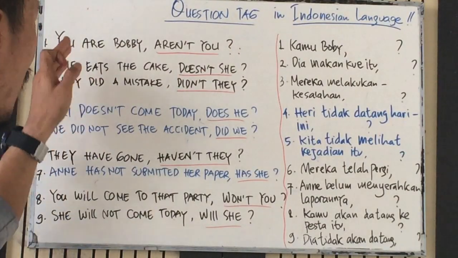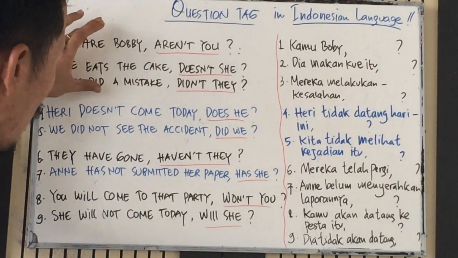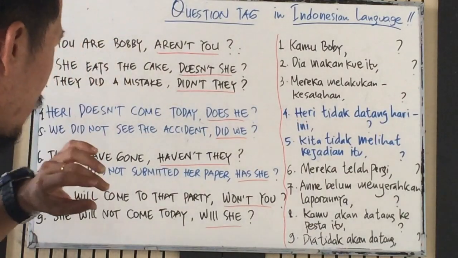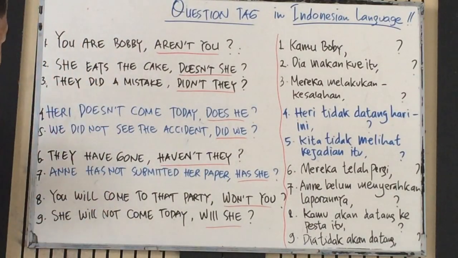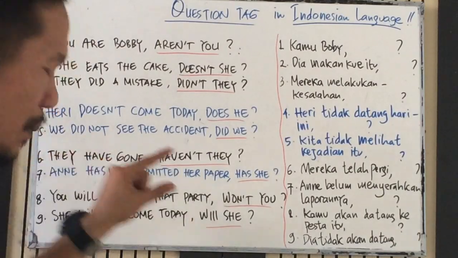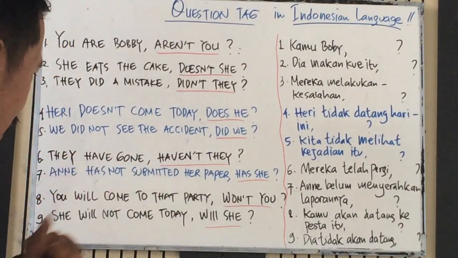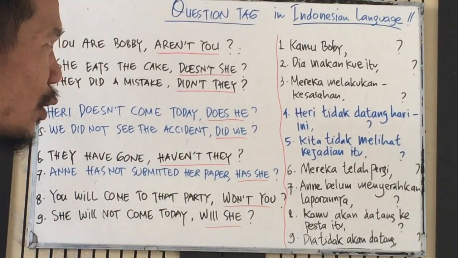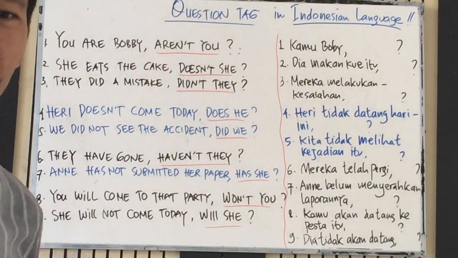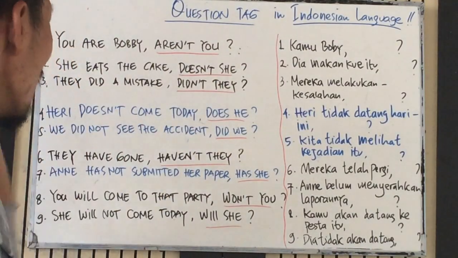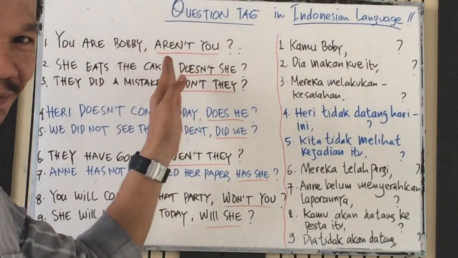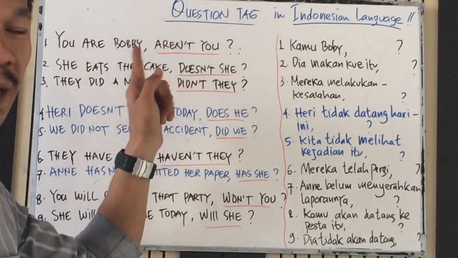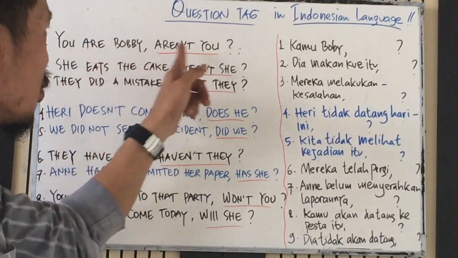For example, the three sentences are in simple present, and this is the positive in simple present, this is negative in simple present, and this is the present perfect, positive and negative, and this is future. And all tenses in English, if we translate into Bahasa Indonesia using question tag, that's very easy. Please pay attention. You are Bobby, aren't you? Because this is a positive statement, the question tag will be negative.